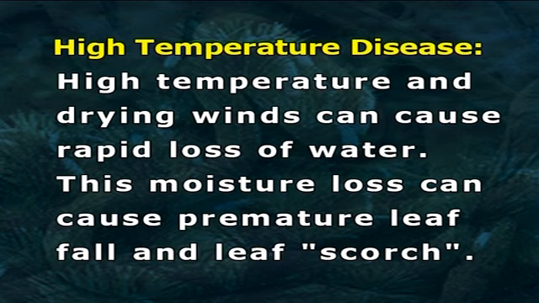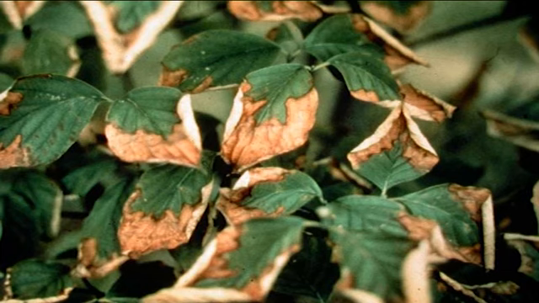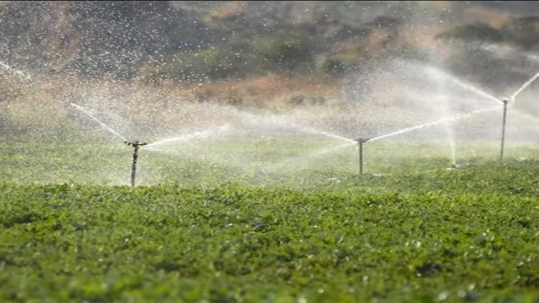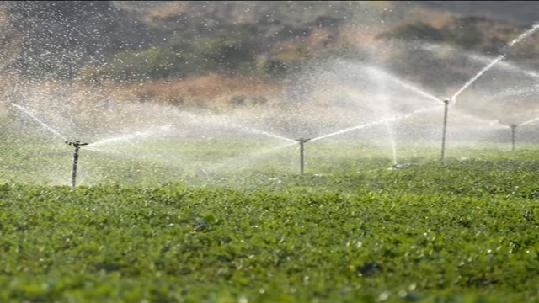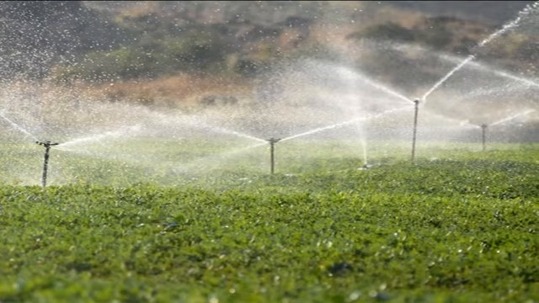Let us see the high temperature disease. High temperature and drying winds can cause rapid loss of water. This moisture loss can cause premature leaf fall and leaf scorch. Leaf margins turn yellow or brown and leaves fall prematurely. You absolutely should water during periods of hot weather to prevent injury, especially smaller trees and new transplants. Plant trees in locations protected from prolonged exposure to sun and wind to prevent drying up.